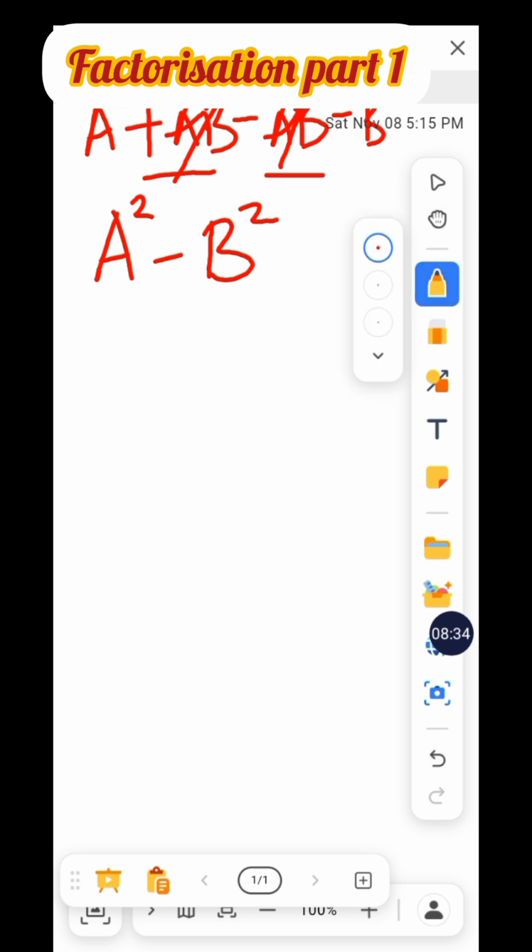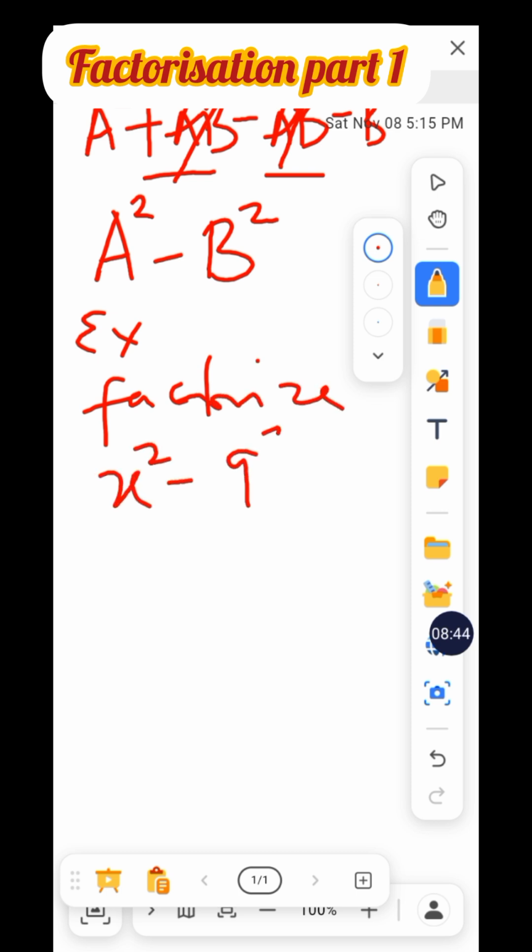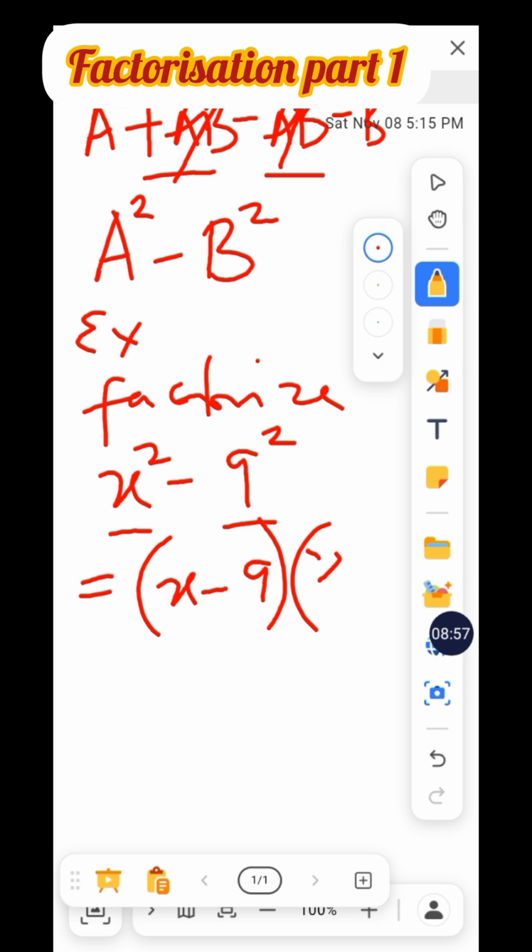You can be given something like this. Factorize x squared minus 9 squared. Following the principle of difference of two squares, this has a square, this has a square, and we are finding their difference. The factorization is nothing but x minus 9 into bracket x plus 9, and that sums it up. That's the factorization, that's the answer.